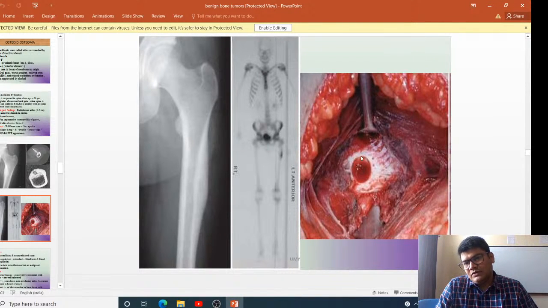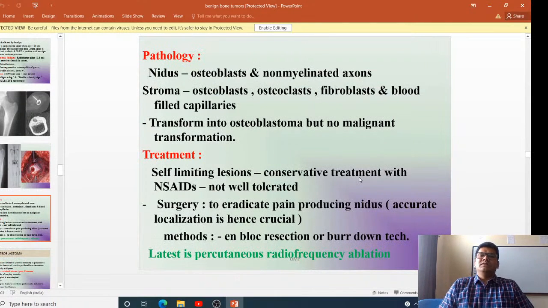Pathology: the nidus has many osteoblasts and non-myelinated axons. The stroma has osteoblasts, osteoclasts, fibroblasts, and blood-filled capillaries. They can transform into osteoblastoma, but there is no malignant transformation. They are self-limiting lesions. Conservative treatment is with NSAIDs. Surgery is to eradicate the pain-producing nidus. Methods are en-bloc resection or the burr down technique. The latest is percutaneous radiofrequency ablation.